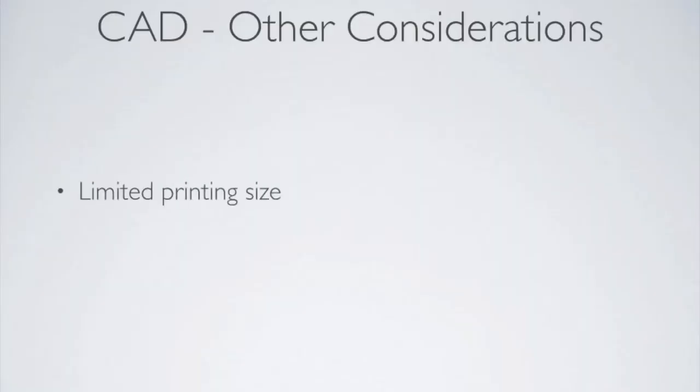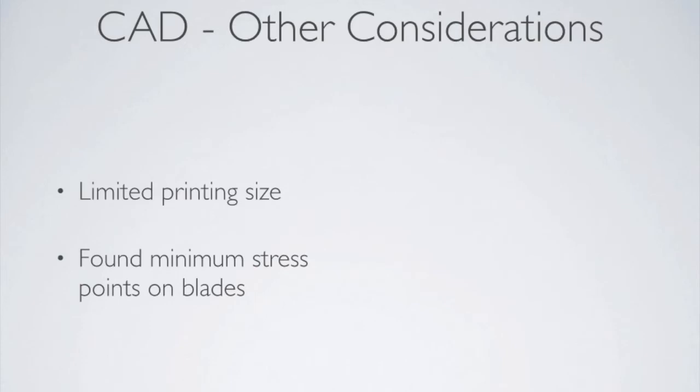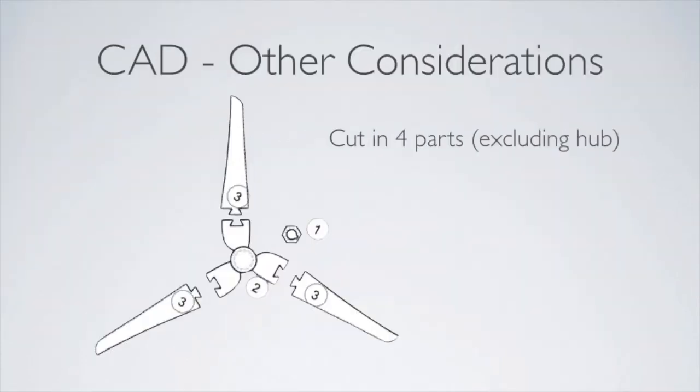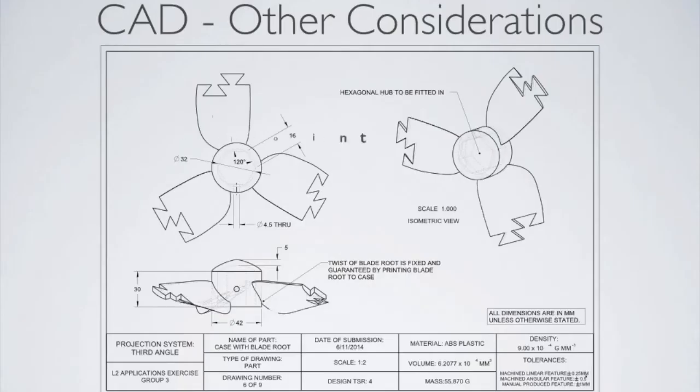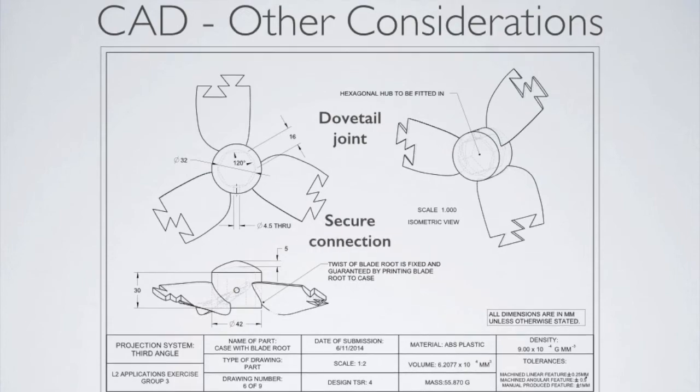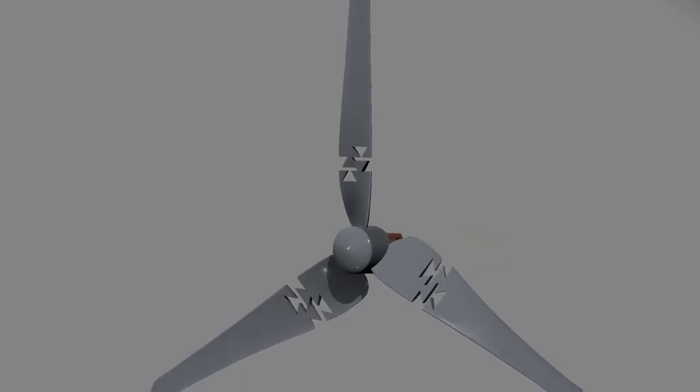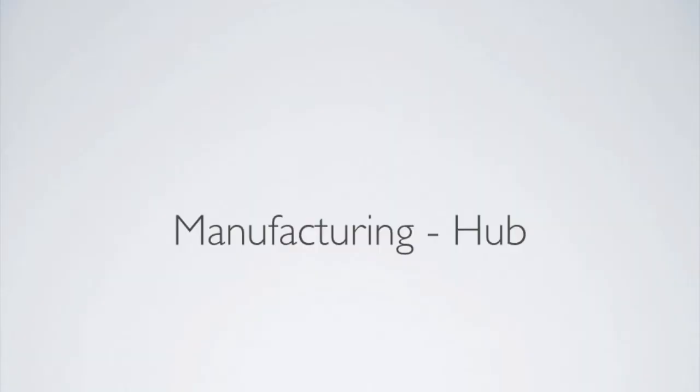Due to the limitations of the size of the 3D printer, we calculated where the stresses along the blade would be at a minimum and cut our design into 4 parts at those points. These were printed separately and would be glued together during assembly. The cuts on the blades were designed to be of a dovetail shape. This allowed the blades to be attached to the hub in a secure manner. Piecing all of these parts together, we had a finished design ready for manufacturing.